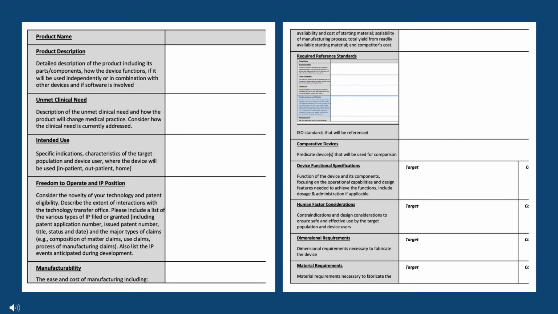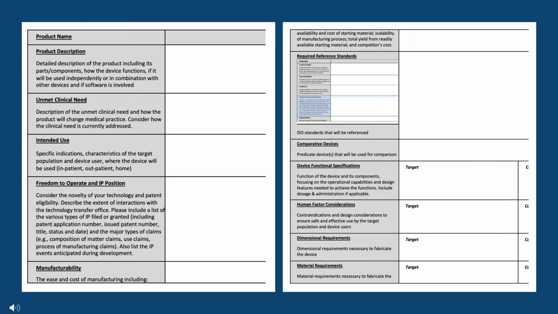Below that is a required reference standards list. These are the industry standards, perhaps ISO, that are referenced and required by the FDA to adhere to during manufacturing of your device. Comparative devices below that. This is just a simple listing of other devices that you think are addressing the same space that your product will enter. Device functional specifications, things that include dosage and administration of what your product is intended to be relative to the competition. Human factors consideration.